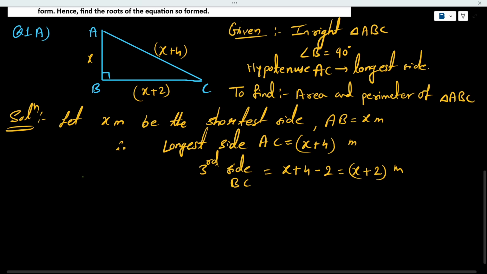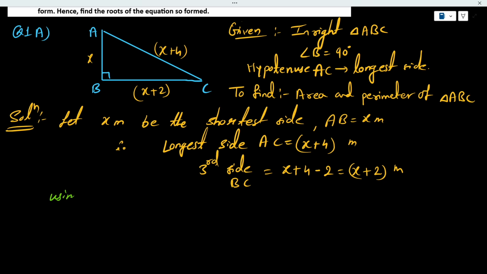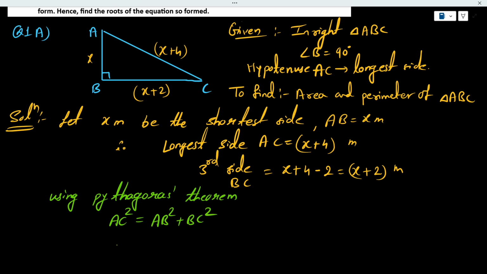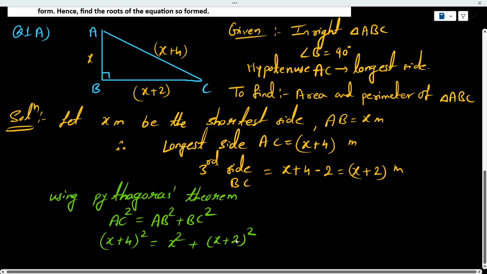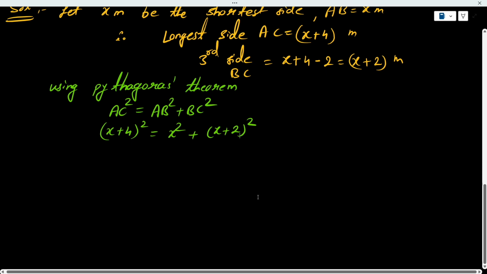Using Pythagoras theorem, please mention whatever you are taking here, any property or any theorem if you are using, you need to mention that. Here you can take using Pythagoras theorem, hypotenuse square is equal to sum of squares of other two sides, right? So AC, just substitute the values. It's given x plus 4 whole square, AB is x square and BC is x plus 2 whole square. Now we need to simplify this equation to get the value of x.